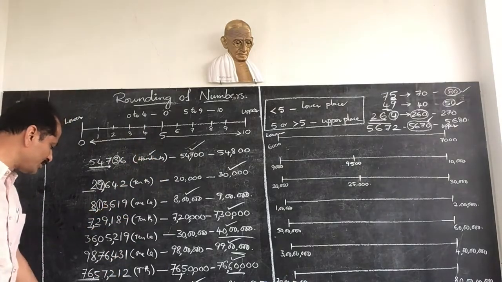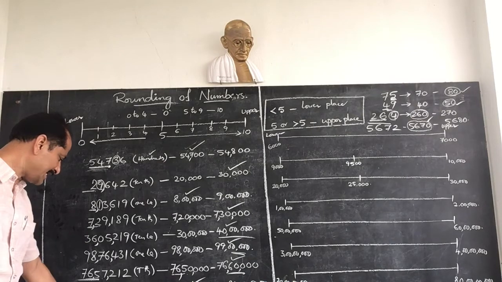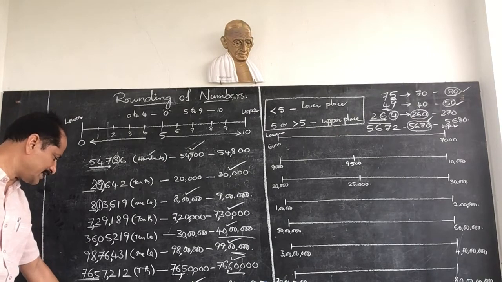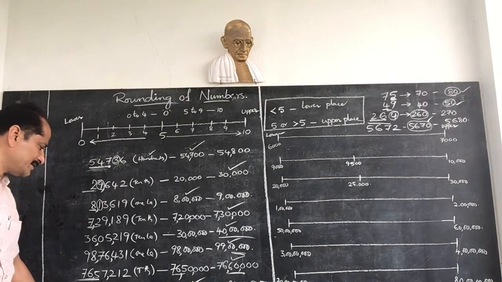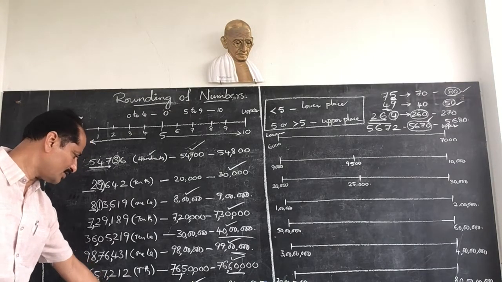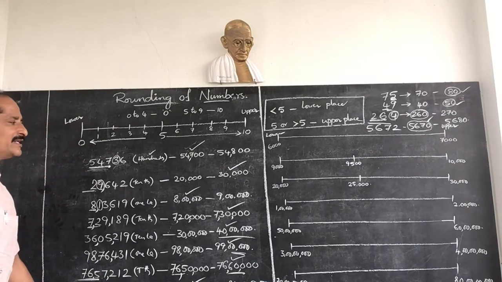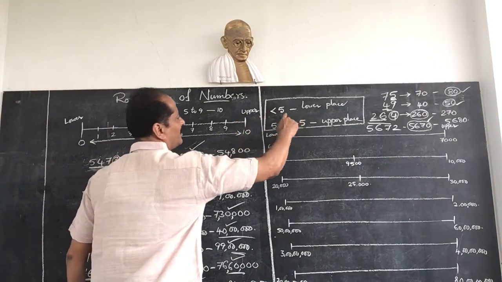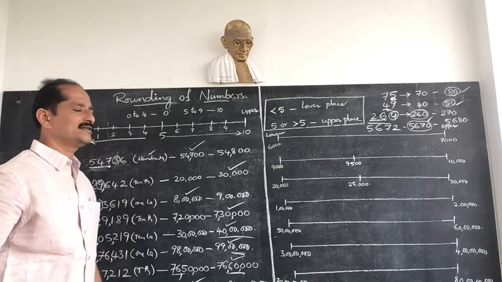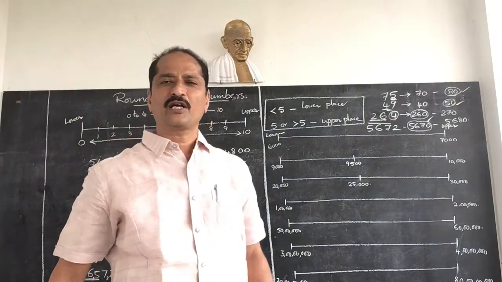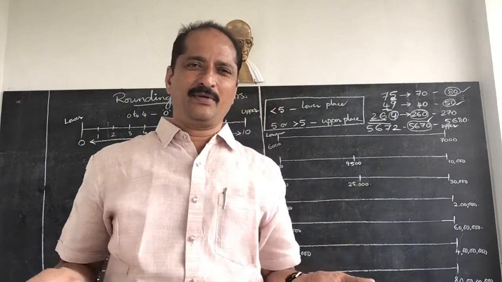What is the digit in the 1 crores place? Ones, tens, units, thousands, lakhs, crores. The 1 crores place digit is 3. 3 is less than 5. So lower, that is, lower means 70 crores. In this way, you can round the numbers to any place.